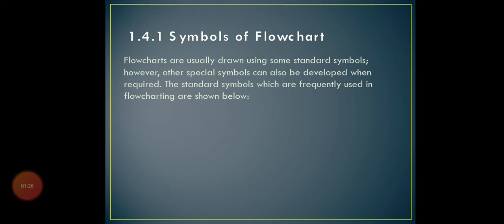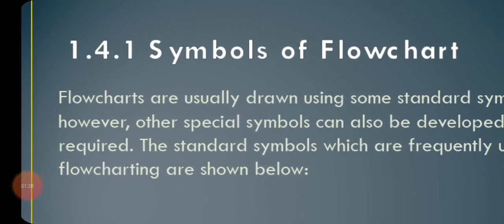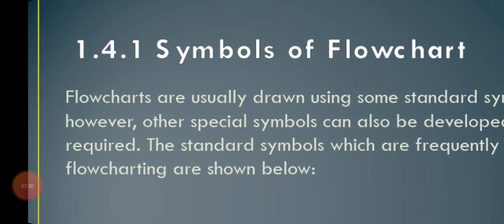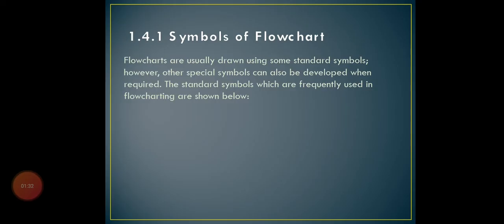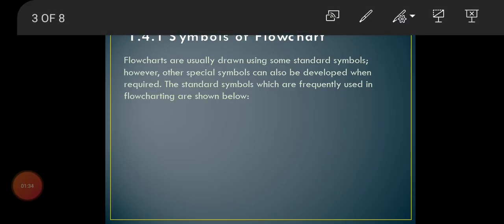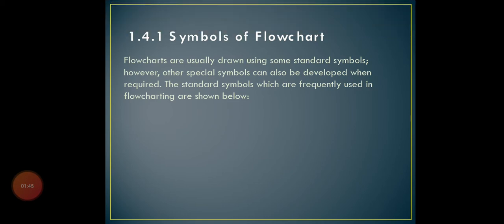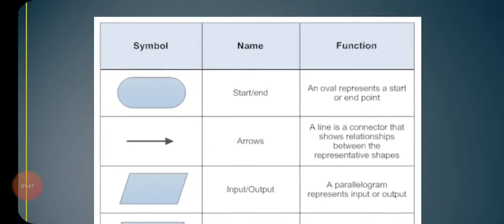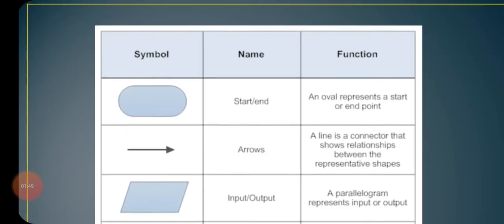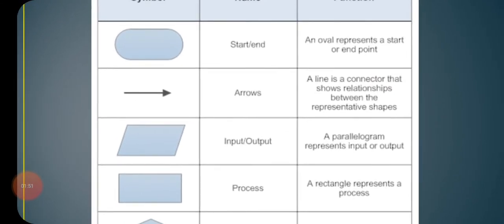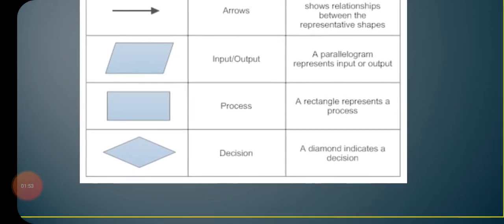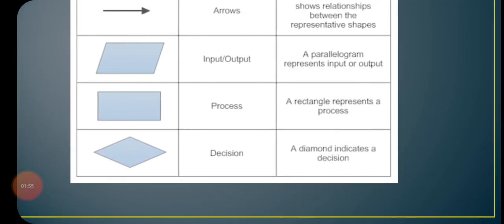There are different symbols which are used in a flowchart. What are those symbols? I will share them with you. These are usually drawn using some standard symbols. However, other special symbols can also be developed when required. You can see that there is a start and end, then arrows, then input and output, and then process, and then decision.